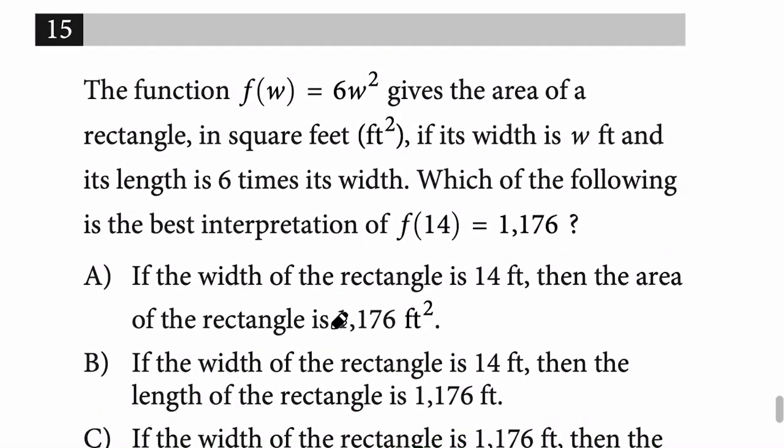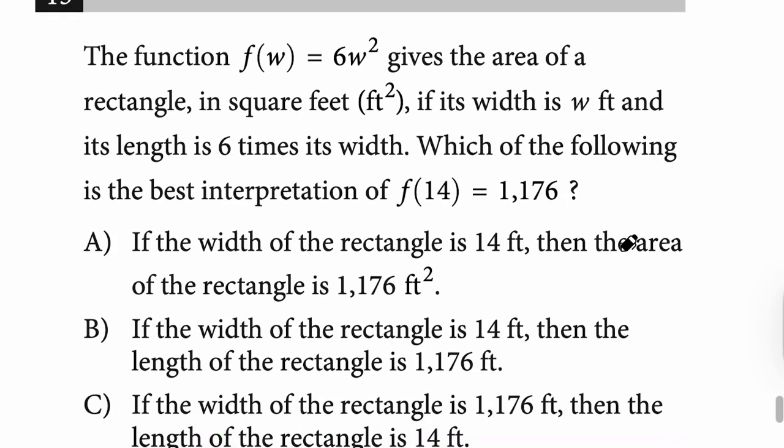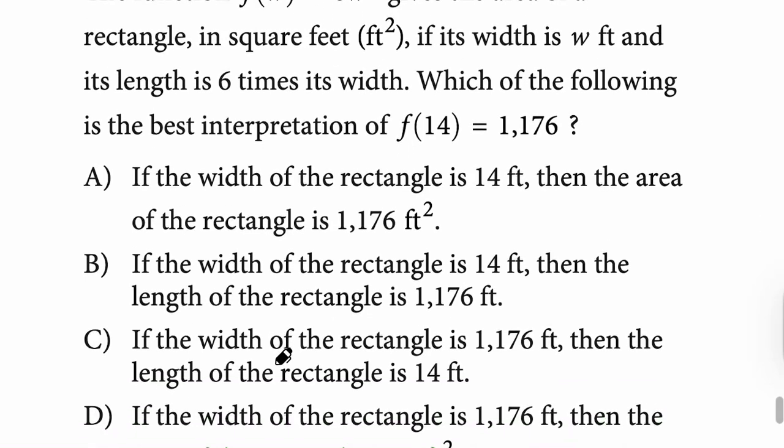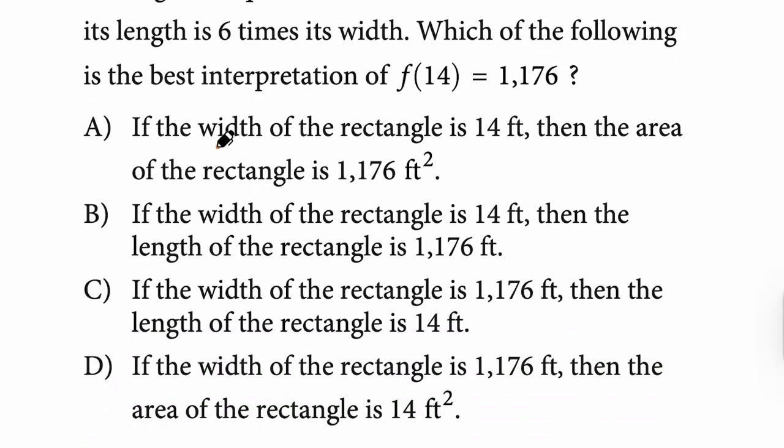Okay. The function f(w) is equal to 6w squared gives the area of a rectangle in square feet. If its width is w feet and its length is 6 times its width, which of the following is the best interpretation of f(14) is equal to 1176? Now, if I see the options, what is width and what is area? All 4 options are asking this. If width is this, area is this. Width is this, length is this, width is this, length is this, width is, area is this.